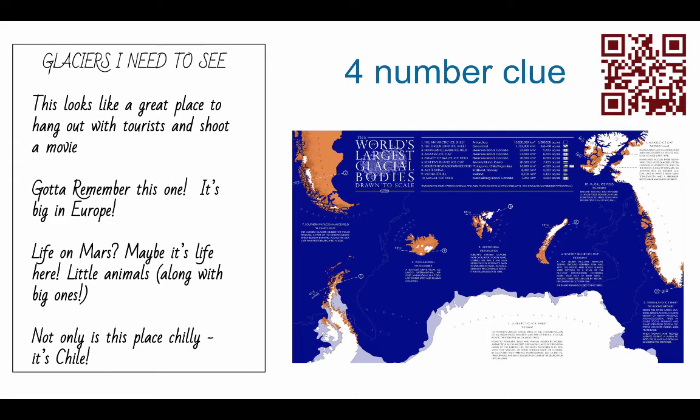For the 4-digit clue, Dr. Freezer has left a note of glaciers that he wants to see, and also a QR code. Using that QR code, it will take students to the world's largest glacial bodies, a very large map. Using the 4 clues on the glaciers I need to see, they will be able to locate 4 different numbered glacial bodies on the large map, and that will give them the 4-number clue.